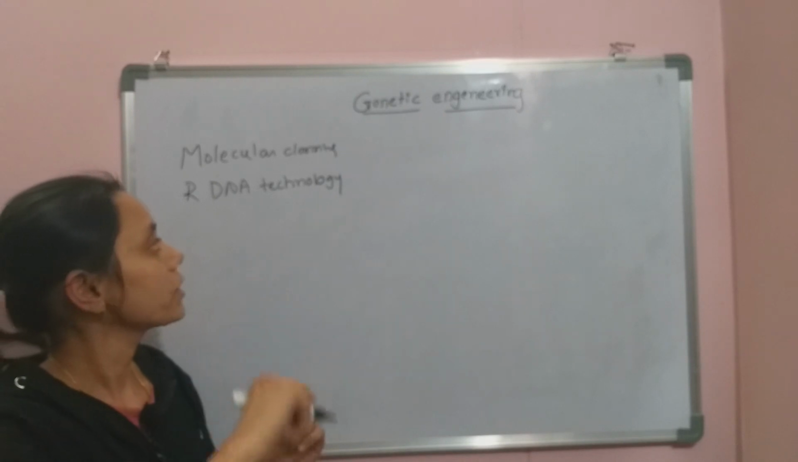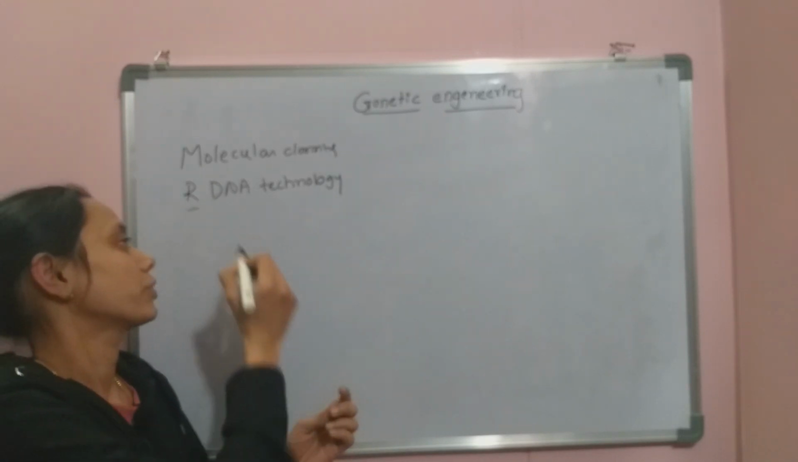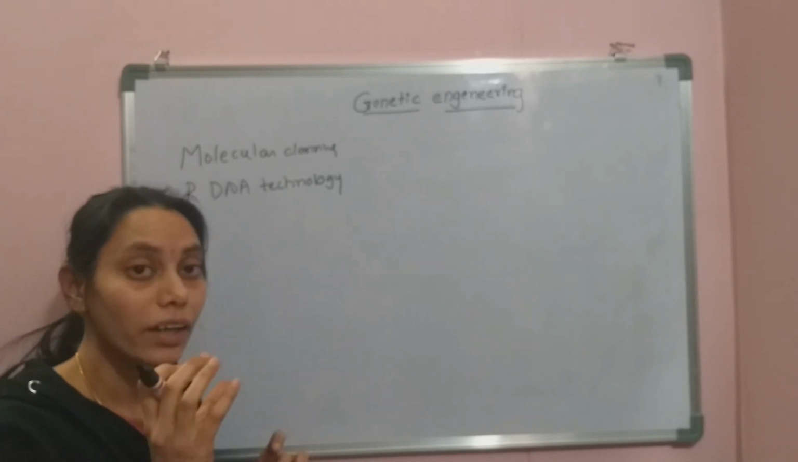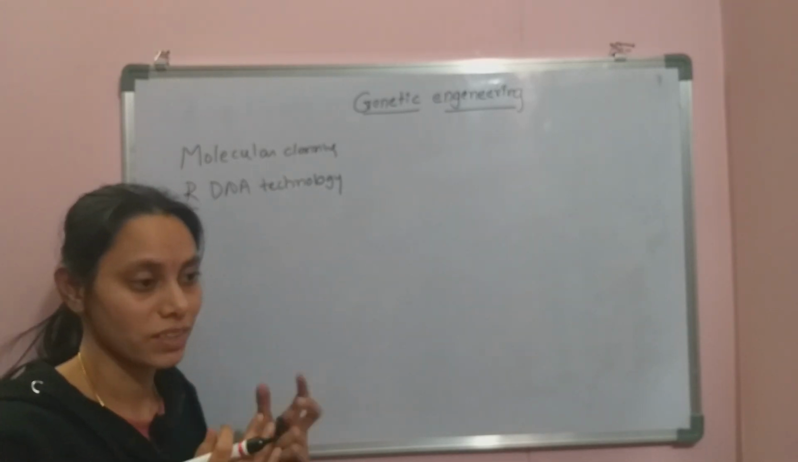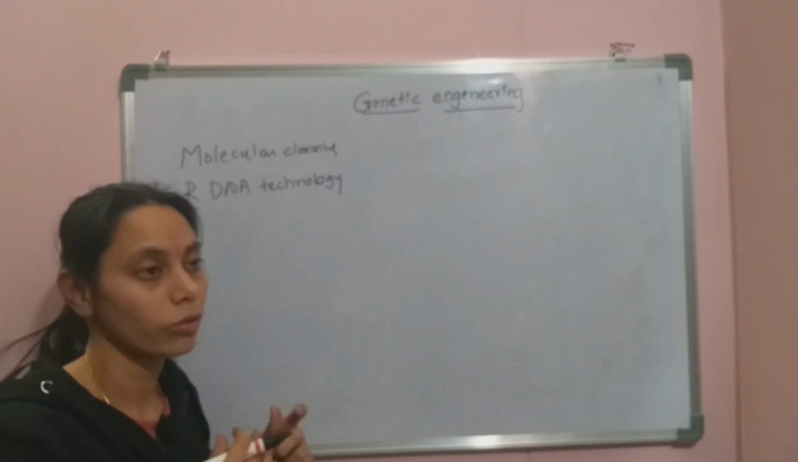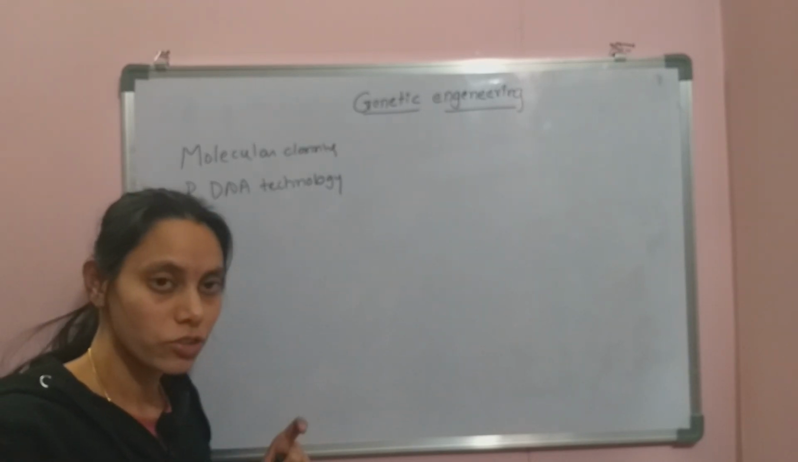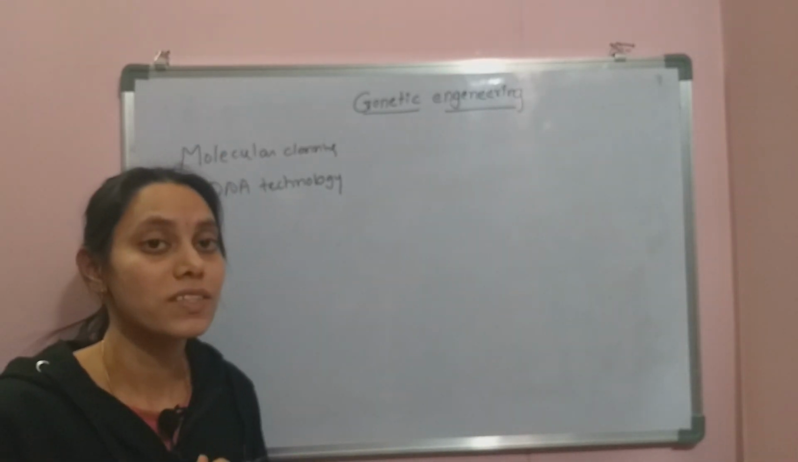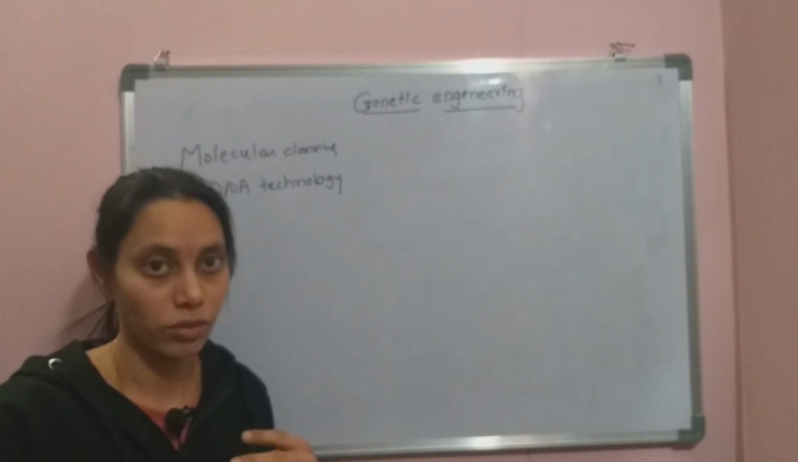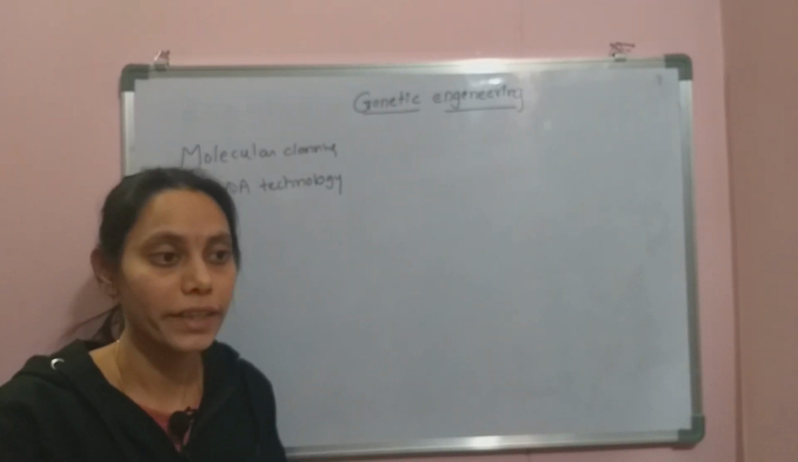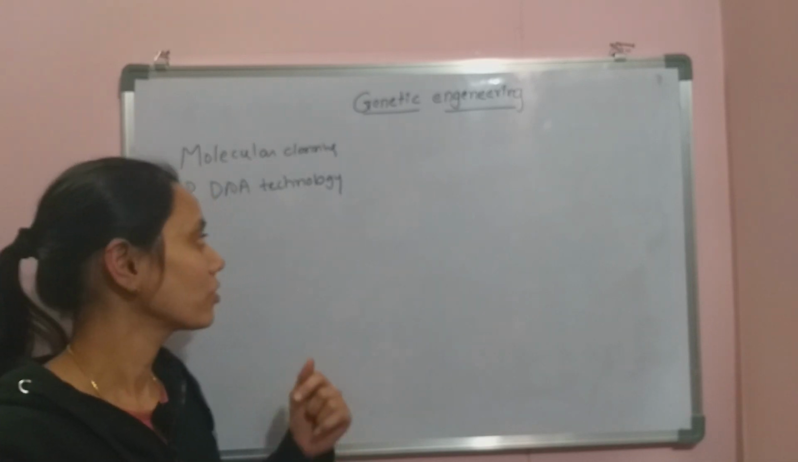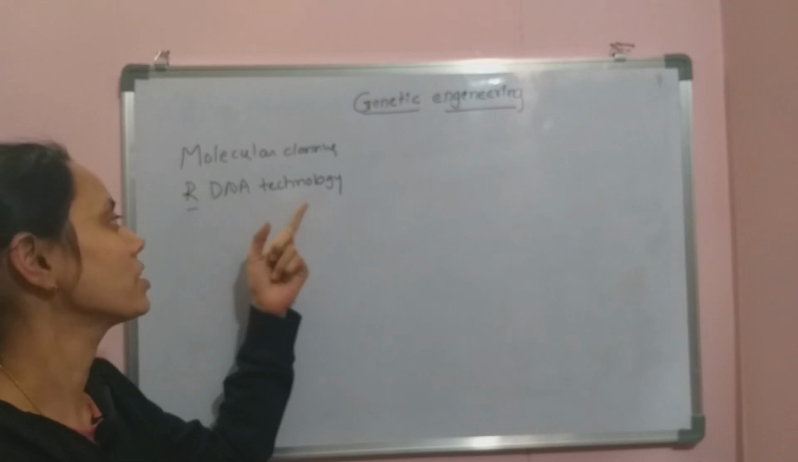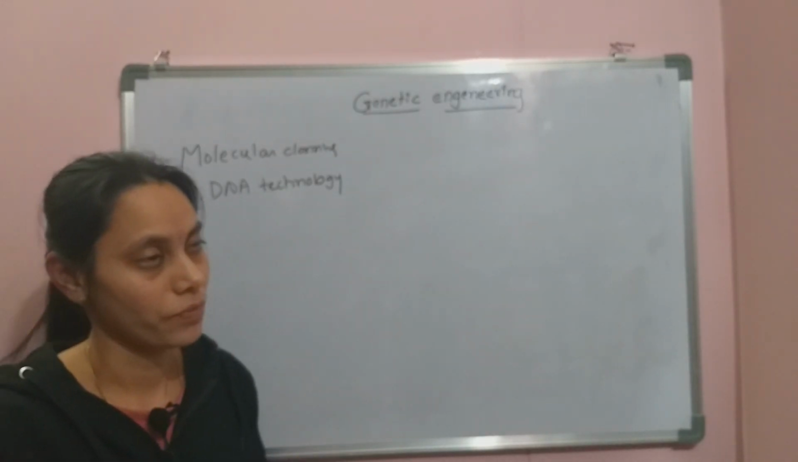It is also called rDNA technology. R stands for recombinant DNA technology. Here we are going to create recombinations in one's genome. We will introduce one gene into the genome of an organism, so that it will start expressing that gene also, along with the set of already existing genes. So we are going to create recombinations in DNA, and hence it is called recombinant DNA technology.